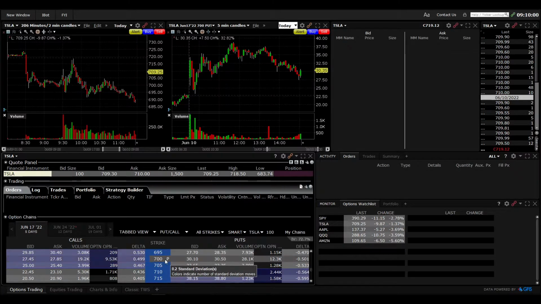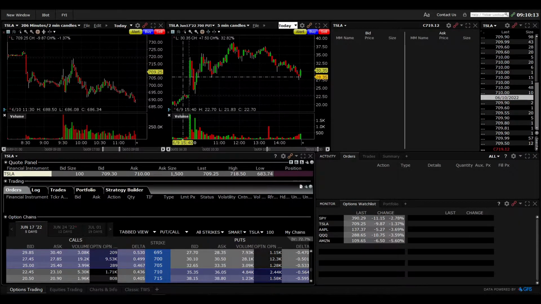So let's say in this case, I would decide to choose the 700 puts, and let's take a look at how they move in relation to the actual underlying asset, in this case, Tesla. So as we can see, if we got short, or let's say if we bought puts into this move, let's say we got filled around 25 bucks per contract here. So we got filled at 25.